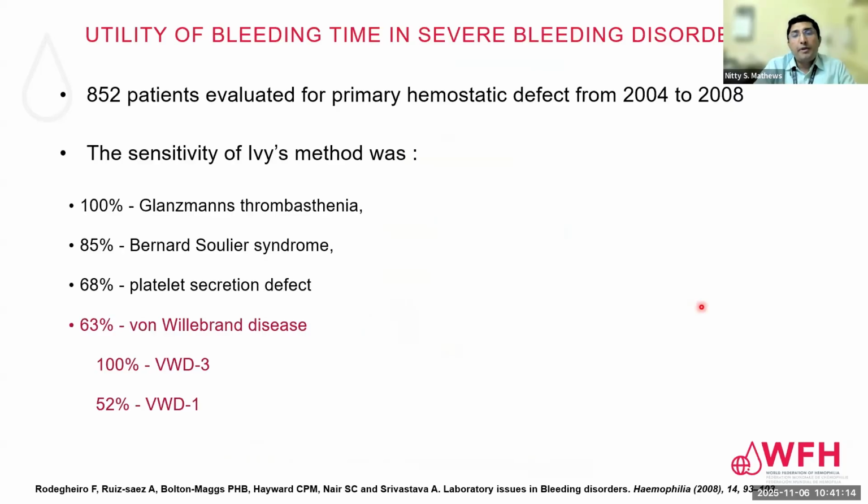Before concluding, I would like to briefly talk about the utility of bleeding time in severe bleeding disorders. So in this study documented below, where 852 patients were evaluated for a primary hemostatic defect, the sensitivity of the modified Ivy method was 100% for Glanzmann, 85% for Bernard-Soulier syndrome, 63% for von Willebrand disease. But you can see that if you look at the von Willebrand type 3 subtype, it is 100%.